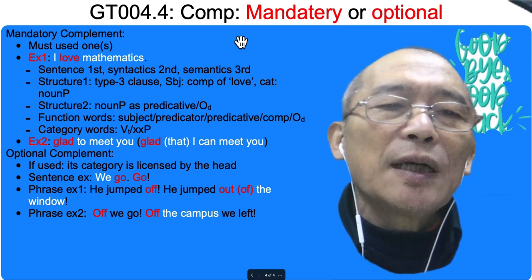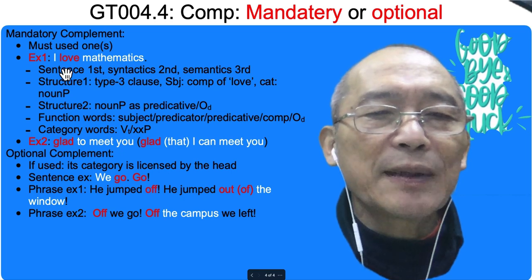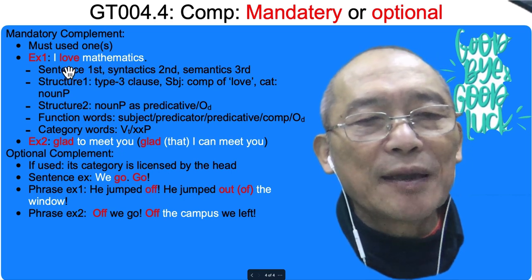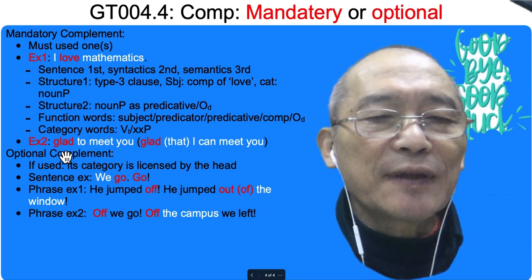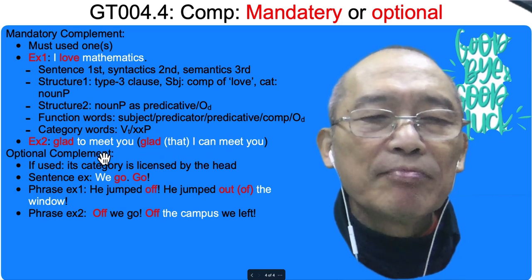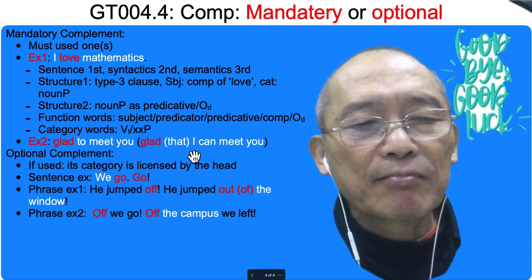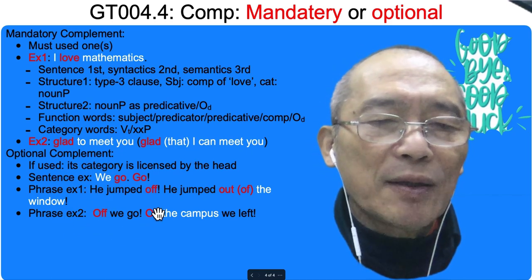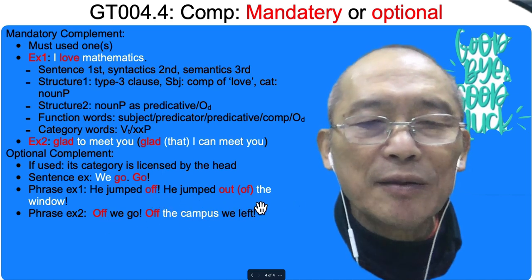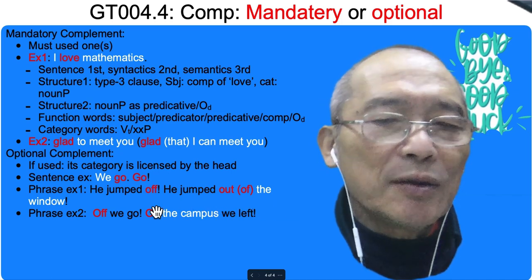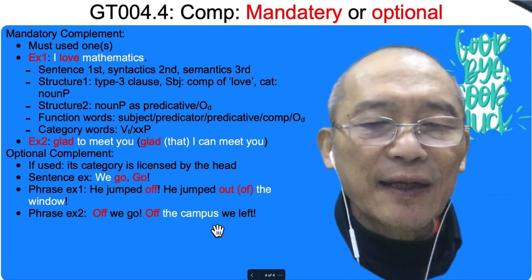So a complement could be mandatory or optional. Mandatory, for example, the subject is mandatory, and the object, type 3 sentence object, is mandatory. And this is an adjective phrase. The adjective acting as the head, and the complement could be a to infinitive or a subordinate clause. And another example for the prepositional phrase, and the noun phrase is optional. Out of the window, British style. Out the window, American style. And for type A sentence, off we go, or off the campus we left.